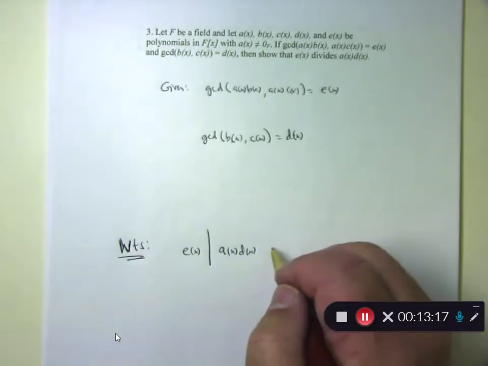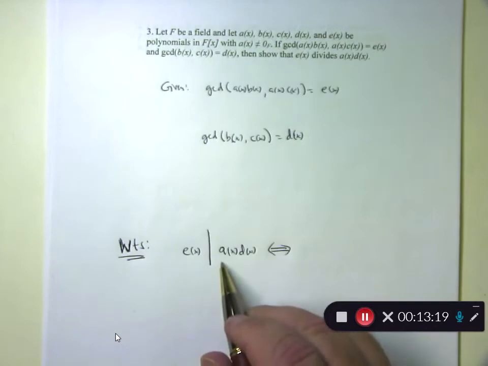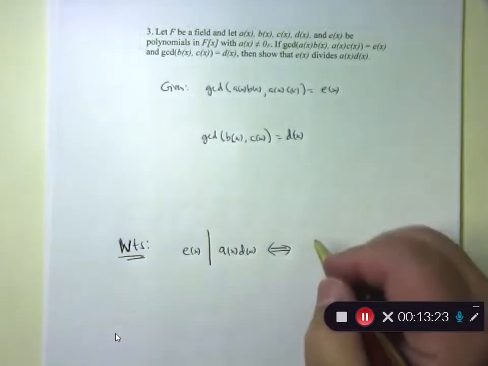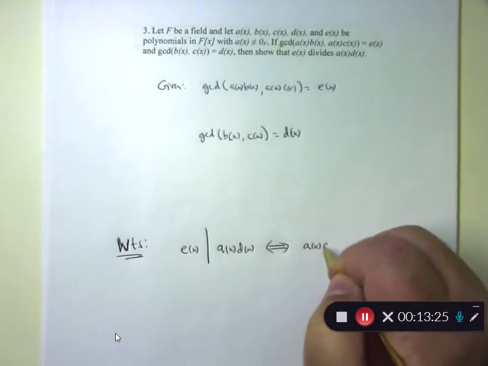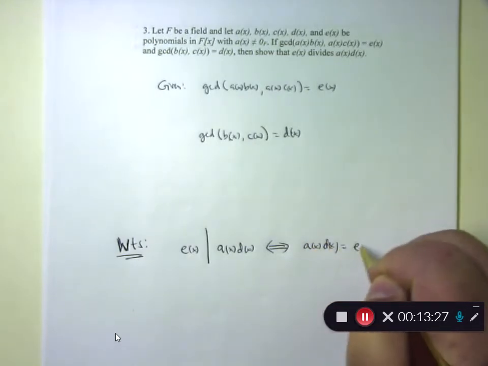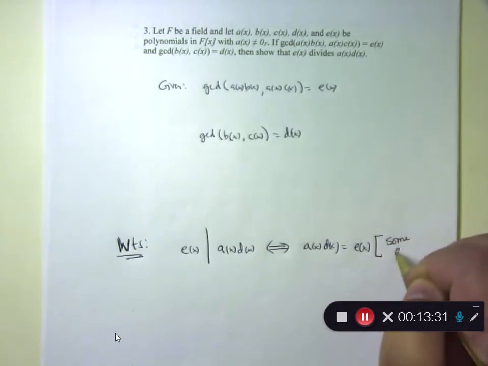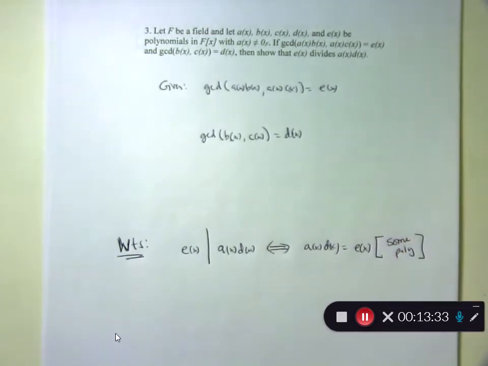What does that mean? By definition, divides. Remember, nobody's an integer in this world. Everybody's a polynomial. What we really want to show is A(x) times D(x) is equal to E(x) times some polynomial. That's what I'm going after. I'm going after an equation for A(x) times D(x).